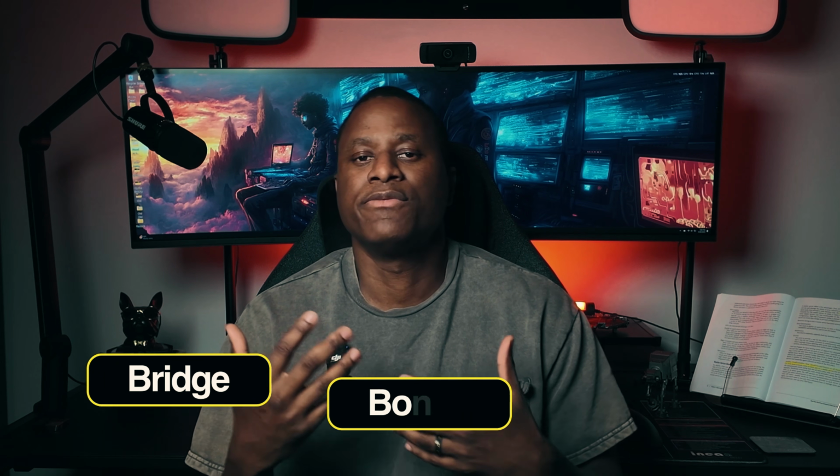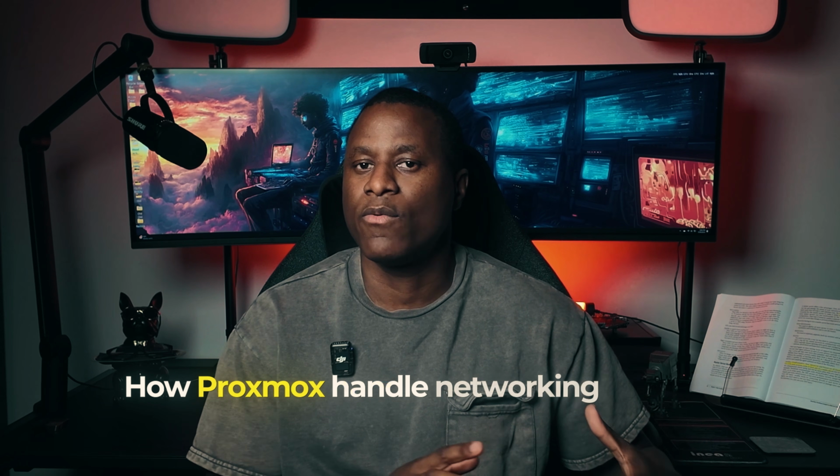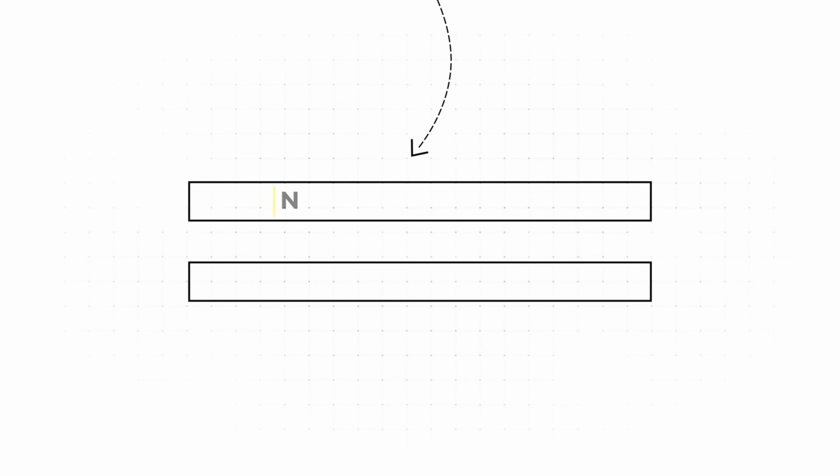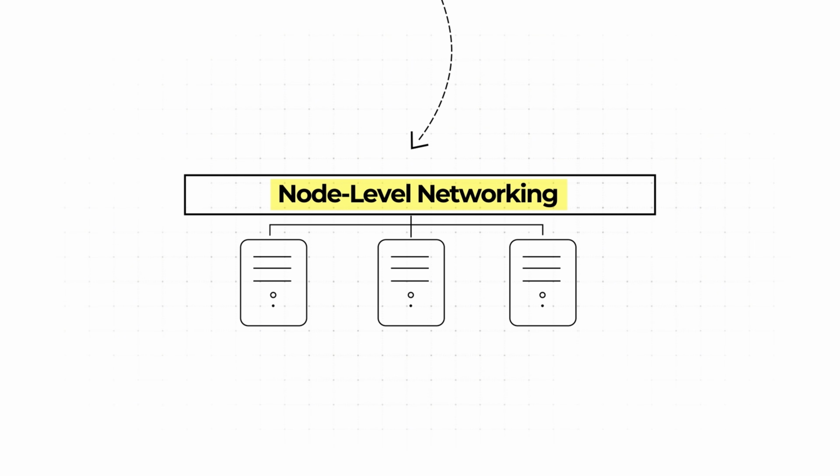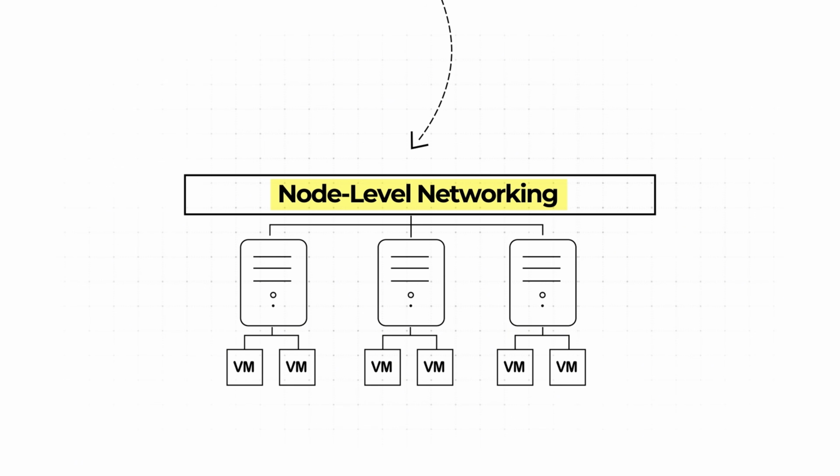Before we jump into bridges, bonds, and then VLANs, let's first talk about how Proxmox handles networking overall, because it's actually divided into two layers. The first layer is the node level networking. This is where each Proxmox server or node handles its own physical and virtual network interfaces. This is where we configure things like Linux bridges, bonds, and VLAN interfaces that connect VMs to the outside world.